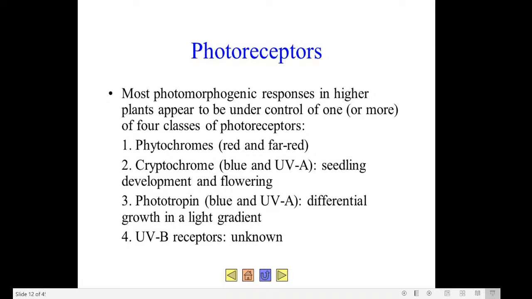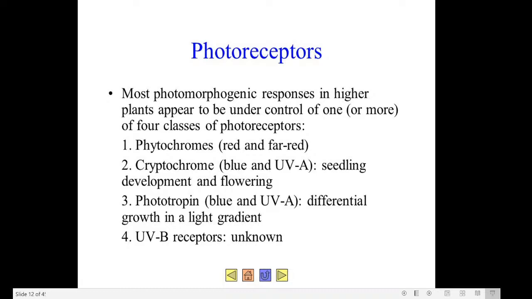Here, cryptochrome is observing the blue and UVA light. First thing is the phytochrome. This phytochrome is observing red and far red. This cryptochrome, they're observing the blue and UV. Then phototropin, that is observing the blue and UVA.